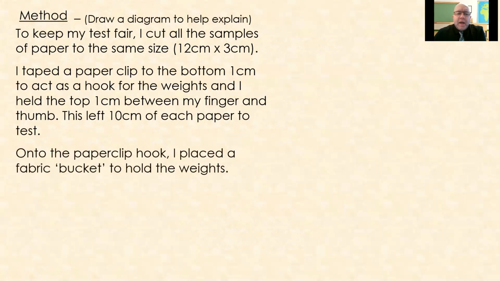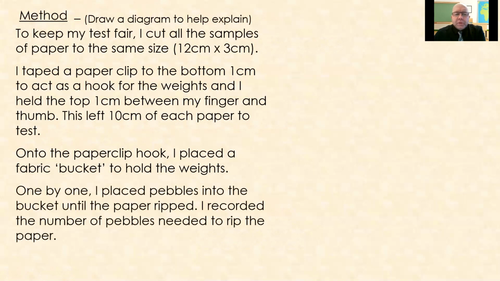Onto the paperclip hook, I placed the fabric bucket to hold the weights. I had a little rummage around the house and found some sort of container that I could put the weights into. I know in the example in the last lesson, the boy used the bucket and water. I decided that water was too messy, so I just found another type of bucket. This was just a fabric one to hold my weights. One by one, I placed pebbles into the bucket until the paper ripped. I recorded the number of pebbles needed to rip the paper.